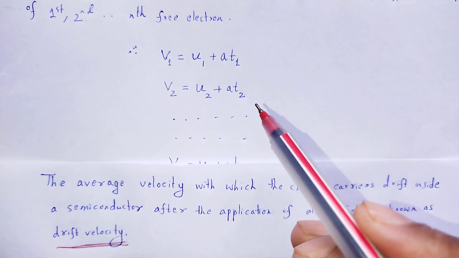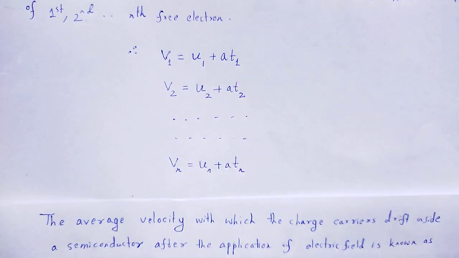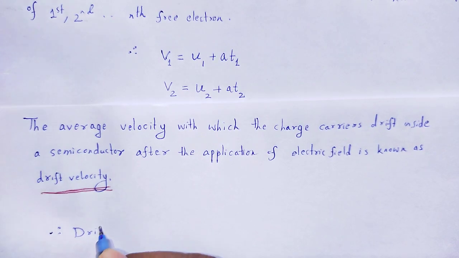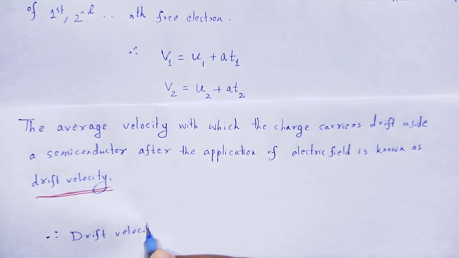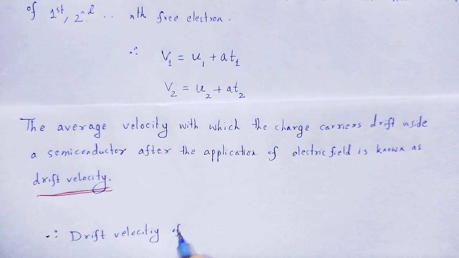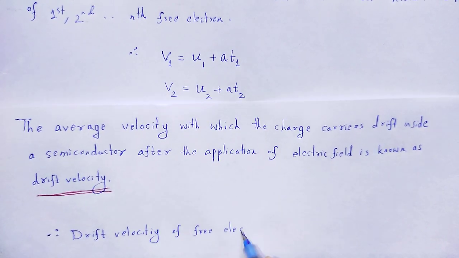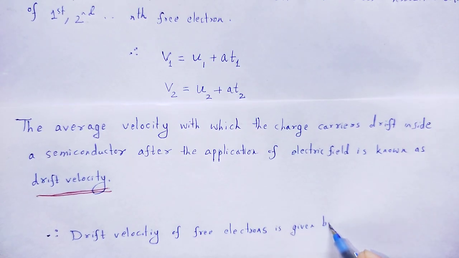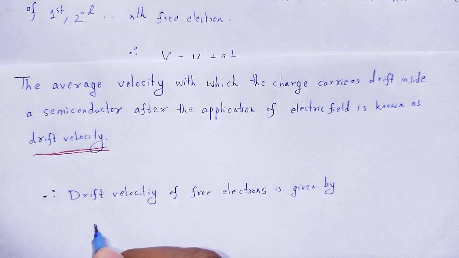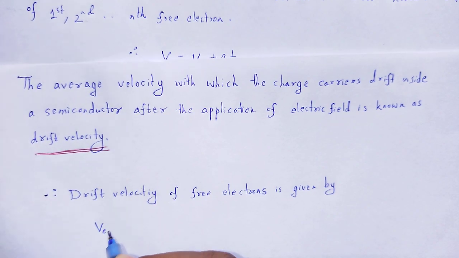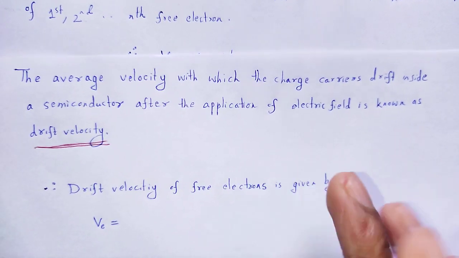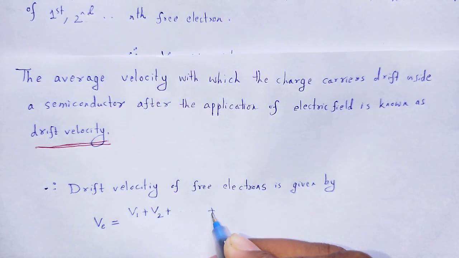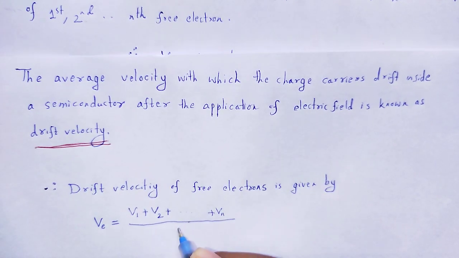So, the drift velocity here in case of free electrons, therefore, drift velocity of free electrons is given by V_E as the average velocity: v1, v2 up to vn divided by n.